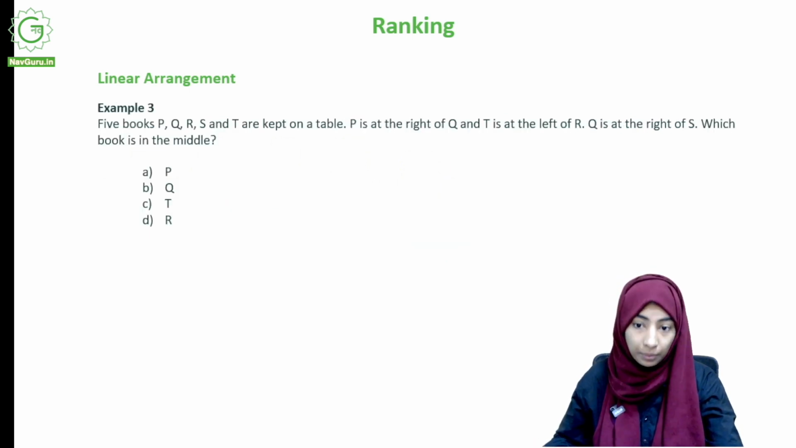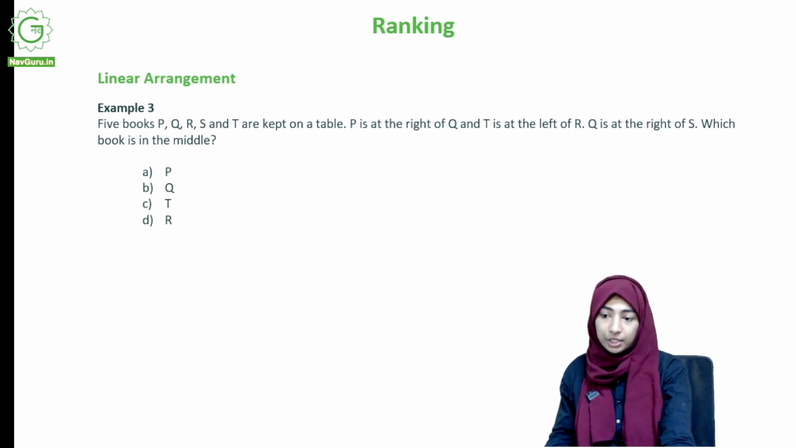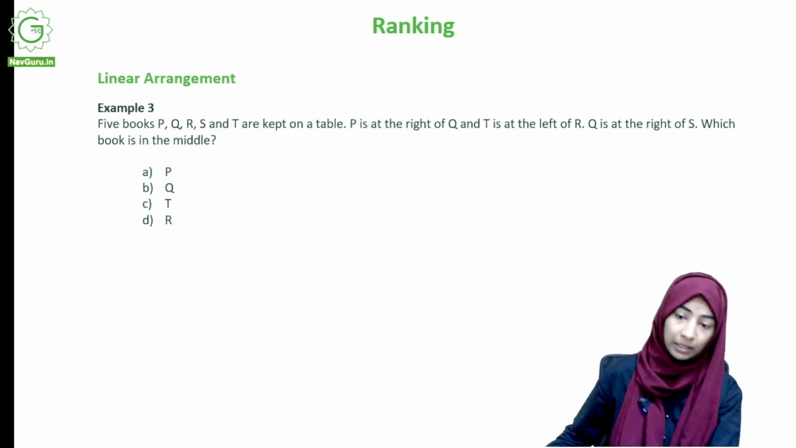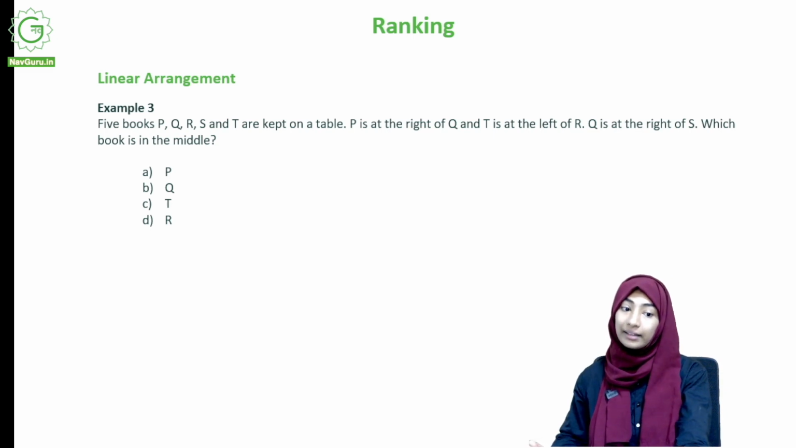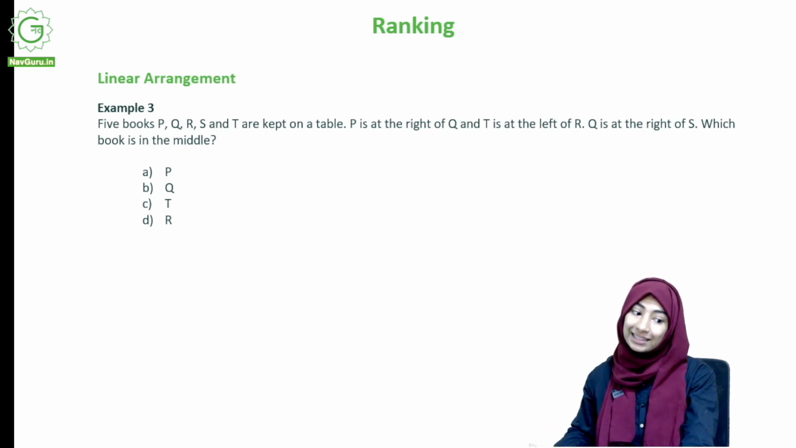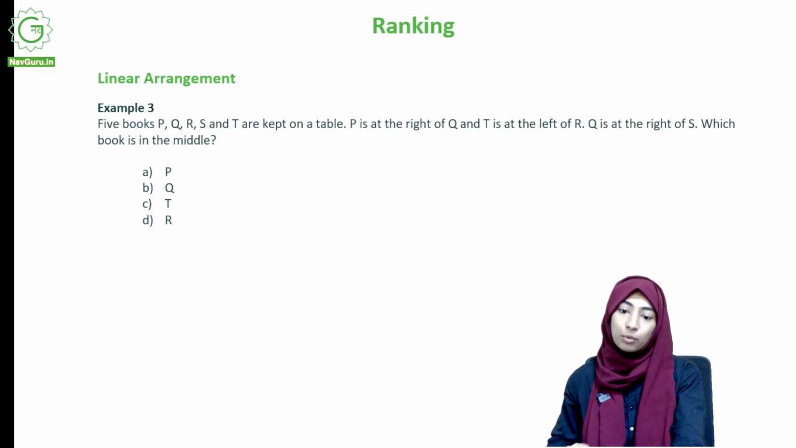Now we will do a couple of questions from linear arrangement. Just 1 or 2 questions should be enough. 5 books P, Q, R, S and T are kept on a table. P is at the right of Q and T is at the left of R. Q is at the right of S. Which book is in the middle?